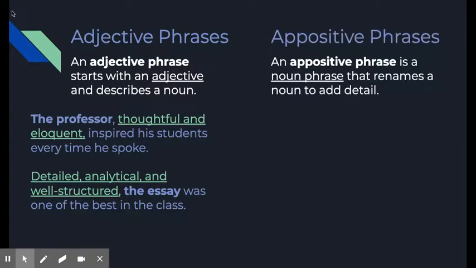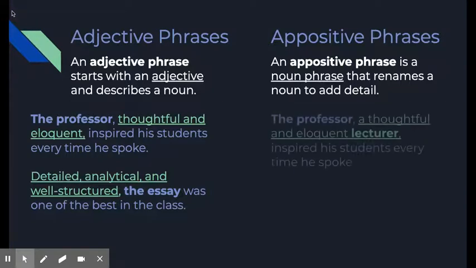All right, so appositive phrases, as I noted at the beginning, have the same purpose as an adjective phrase in that it's adding detail. It's just doing that in a little bit of a different way. So an appositive phrase is a noun phrase that renames a noun to add detail. If I have a straightforward subject, for example, in my first example on the left, the professor is a straightforward subject. My appositive phrase is going to rename that professor with a bit more detail.